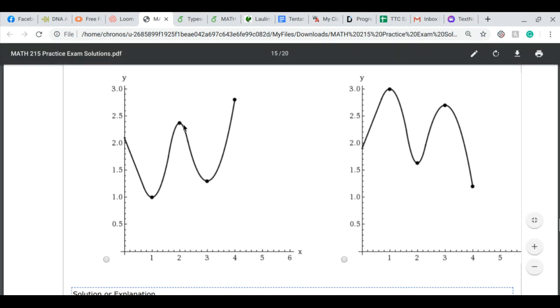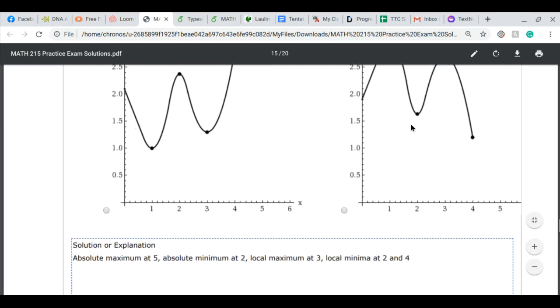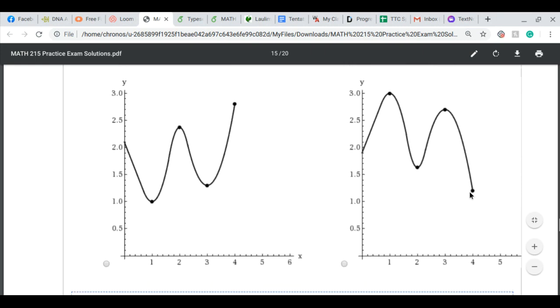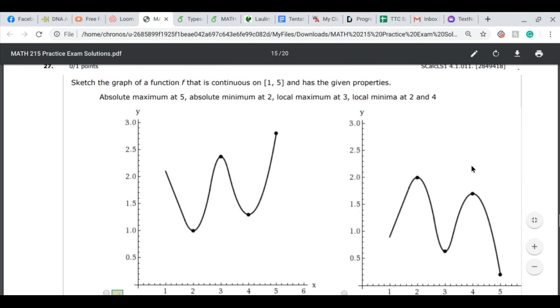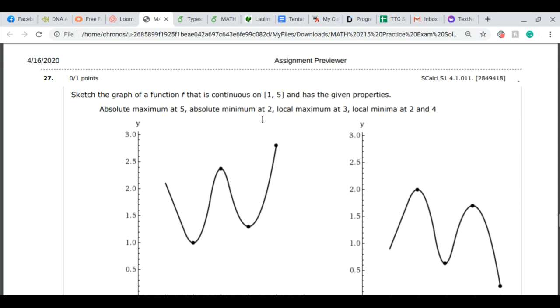Again, local max at 2, global max at 4. Okay, here we have a local max, local min at 2, good. Local min at 4, but it's actually a global min at 4. Well, we have a global min here, or absolute min at 2, and absolute max at 5.